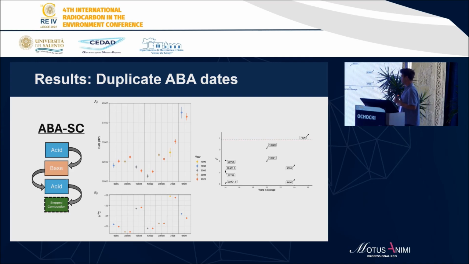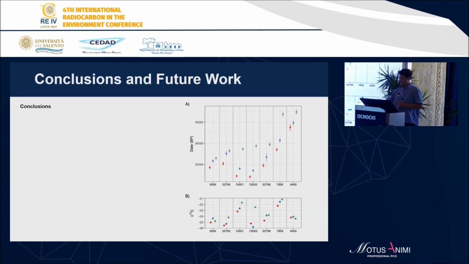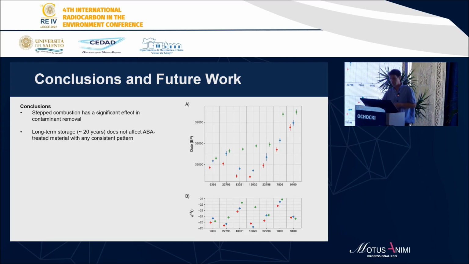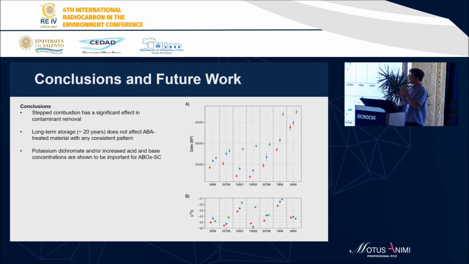And the stable isotope results were remarkably consistent. And so the conclusions: as I said, step combustion has a significant effect in contaminant removal. We do see a difference in the dates after step combustion of ABA material. Our long-term storage didn't show any consistent pattern, which was good news. And I guess less good news is that potassium dichromate is important, or at least increased acid and base concentrations are shown to be important.